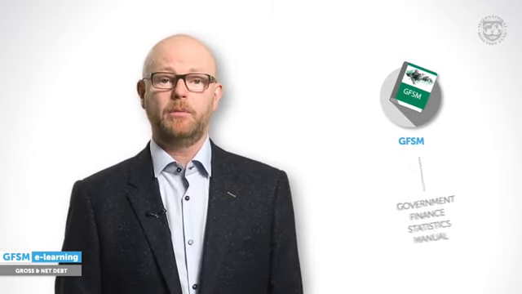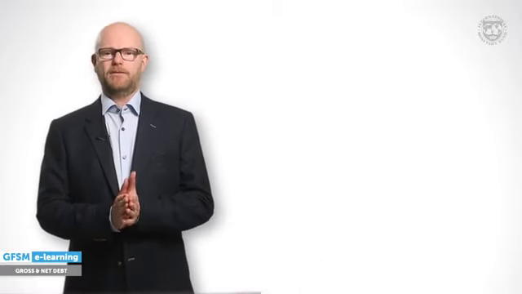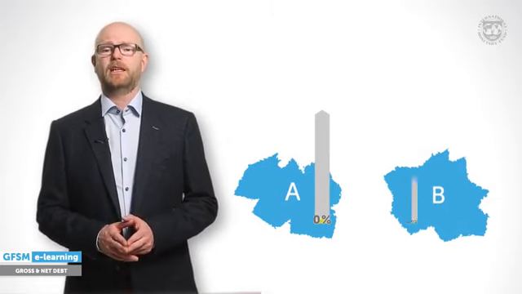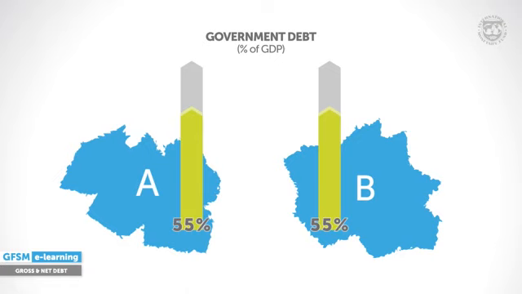In this episode, we will be talking about government debt. I will explain the statistical definition of debt, talk about the debt instruments, and the difference between gross and net debt. Let's assume we want to compare the fiscal position of two countries. Both countries start off with the same level of debt, 55% of GDP.